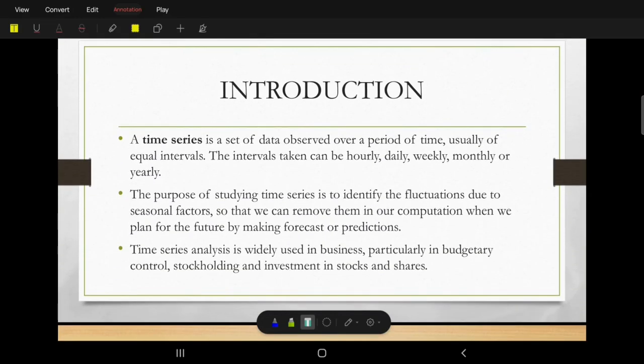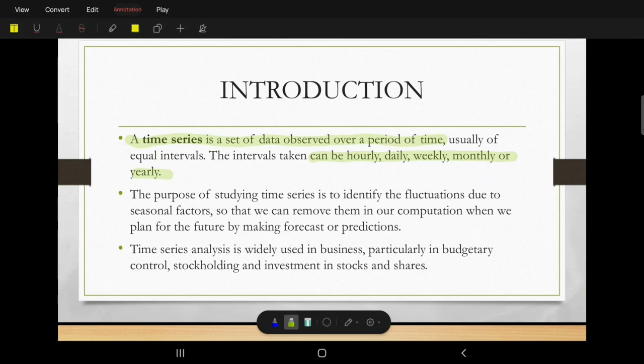A time series is a set of data observed over a period of time, usually at equal intervals. The intervals taken can be hourly, daily, weekly, monthly or yearly. So time series, apa maksud dia? It's a set of data observed over a period of time, can be hourly, daily, weekly or monthly ataupun yearly, or any other time concept.